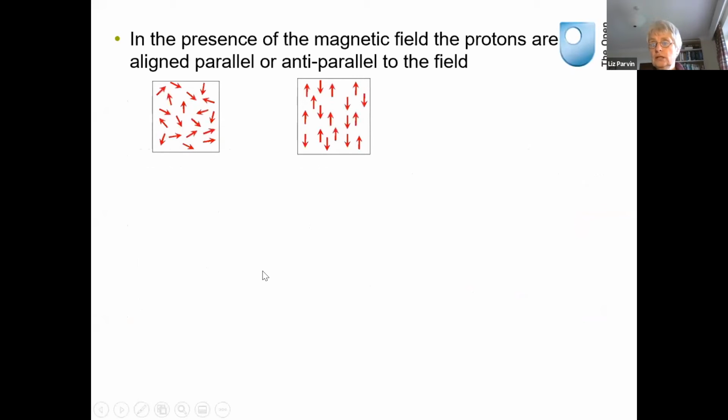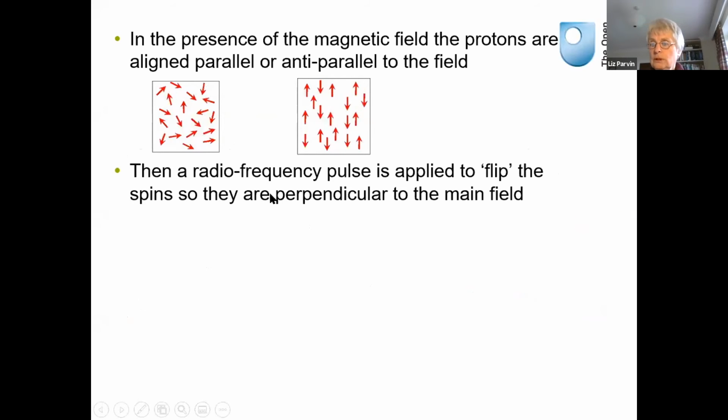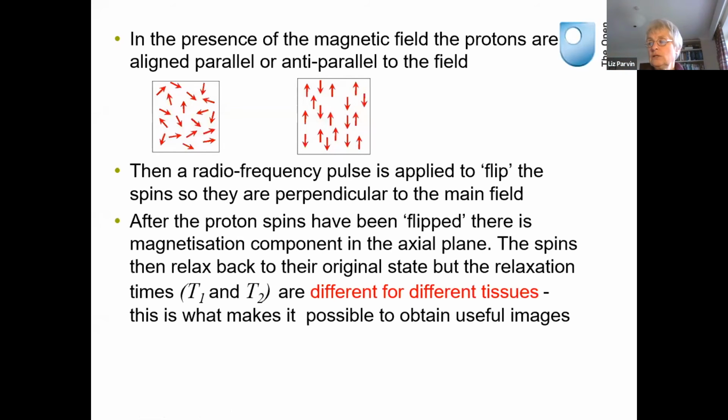Now, when the patient is not in a field, the spins of the hydrogen nuclei will be randomly aligned. Once you put the patient in the field, the spins will be aligned either with or against the field. Then what we do is we apply a radio frequency pulse, and we flip the spins. If I can try and do this with my hands, if that's your spin direction, we apply a pulse and the spin is flipped. So it's now rotating in this plane. And when you do that, you can pick up a magnetization component in that plane perpendicular to the main field.